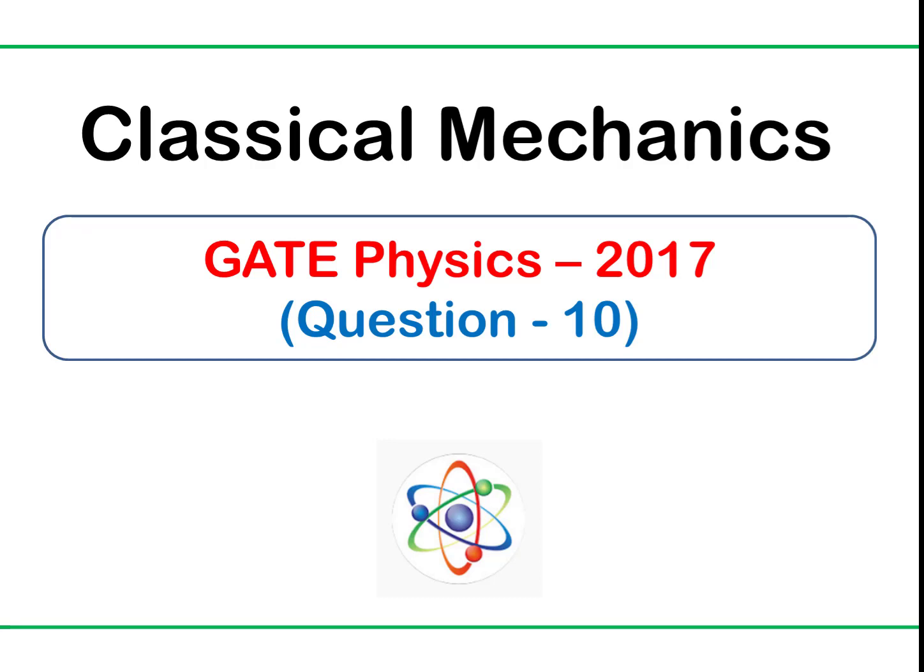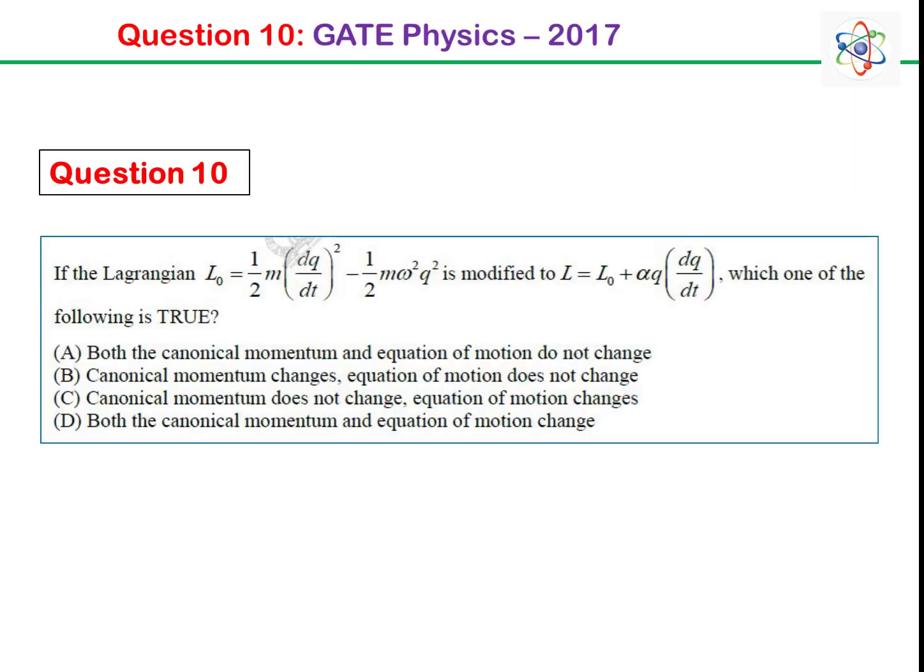Hello friends, today I'll be discussing with you question number 10 of GATE Physics 2017. Now the question is like this: if the Lagrangian L0 is equal to half m (dq/dt) whole square minus half m omega square q square is modified to L equals L0 plus alpha q dq/dt, then which one of the following is true?